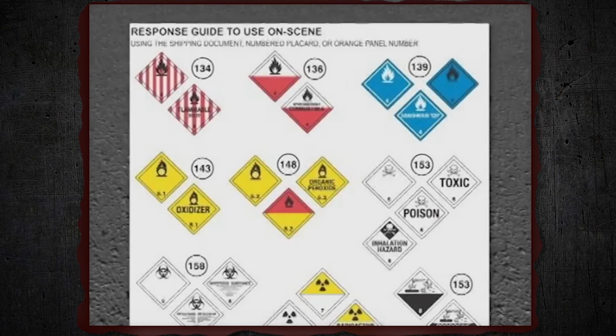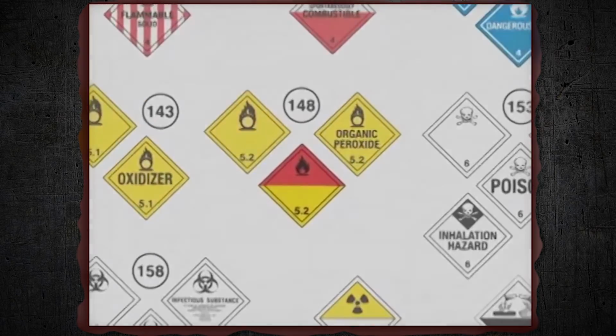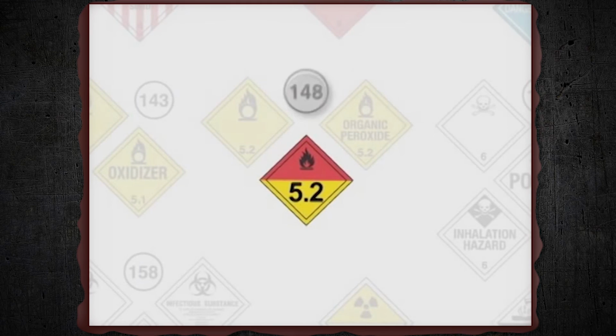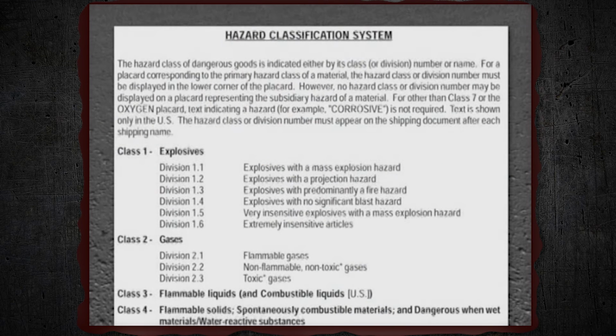If you see a placard with no words, there will be a hazard class number at the bottom. Reference the placards page and then go to the corresponding orange guide for instructions. For a complete listing of hazard classes, see the white pages.